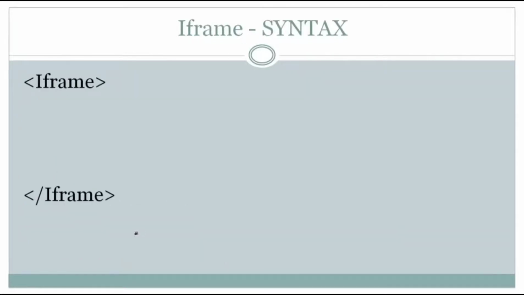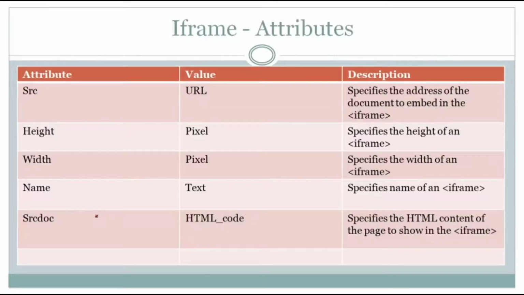The syntax of the iframe is that it's a container tag, and you have an opening iframe and a closing iframe. Now let us see the attributes of iframes. The first attribute is the SRC. The SRC will have the value of the URL. This value of the URL is basically the address of the document to be embedded within the iframe area. So it can be an HTML page or a video or an image. It can even be a PDF file.